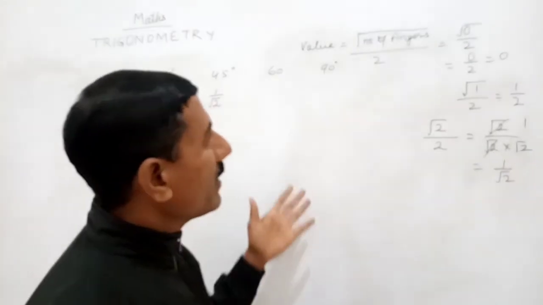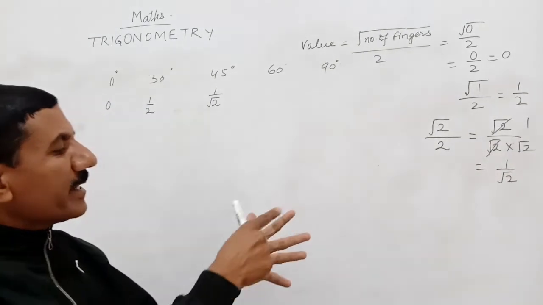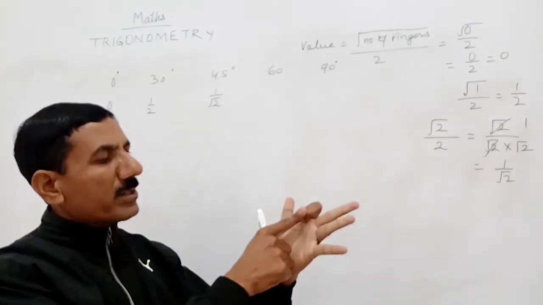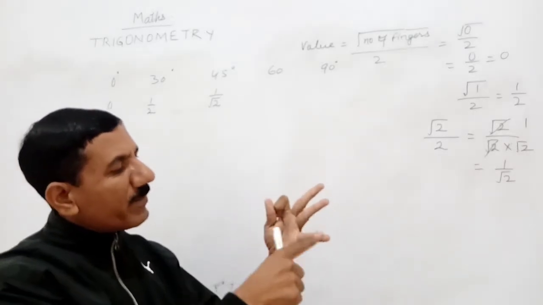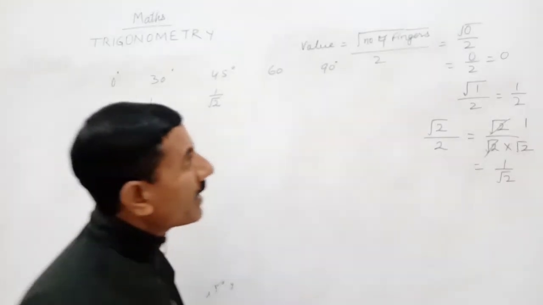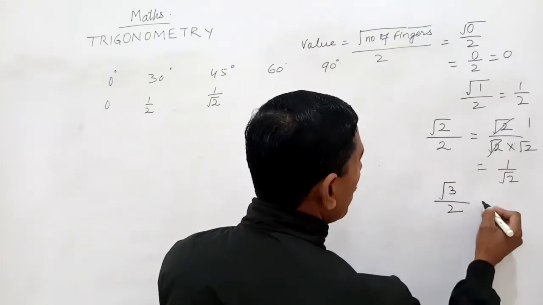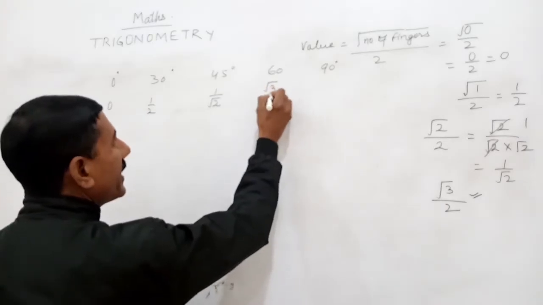Now 60 degree. Look on your palm. What is the 60 degree angle? This finger is called 60 degree. So how many fingers are on the right hand side? 1, 2, 3. So right here number of fingers 3 upon 2. This value is root 3 upon 2, the value of 60 degree.